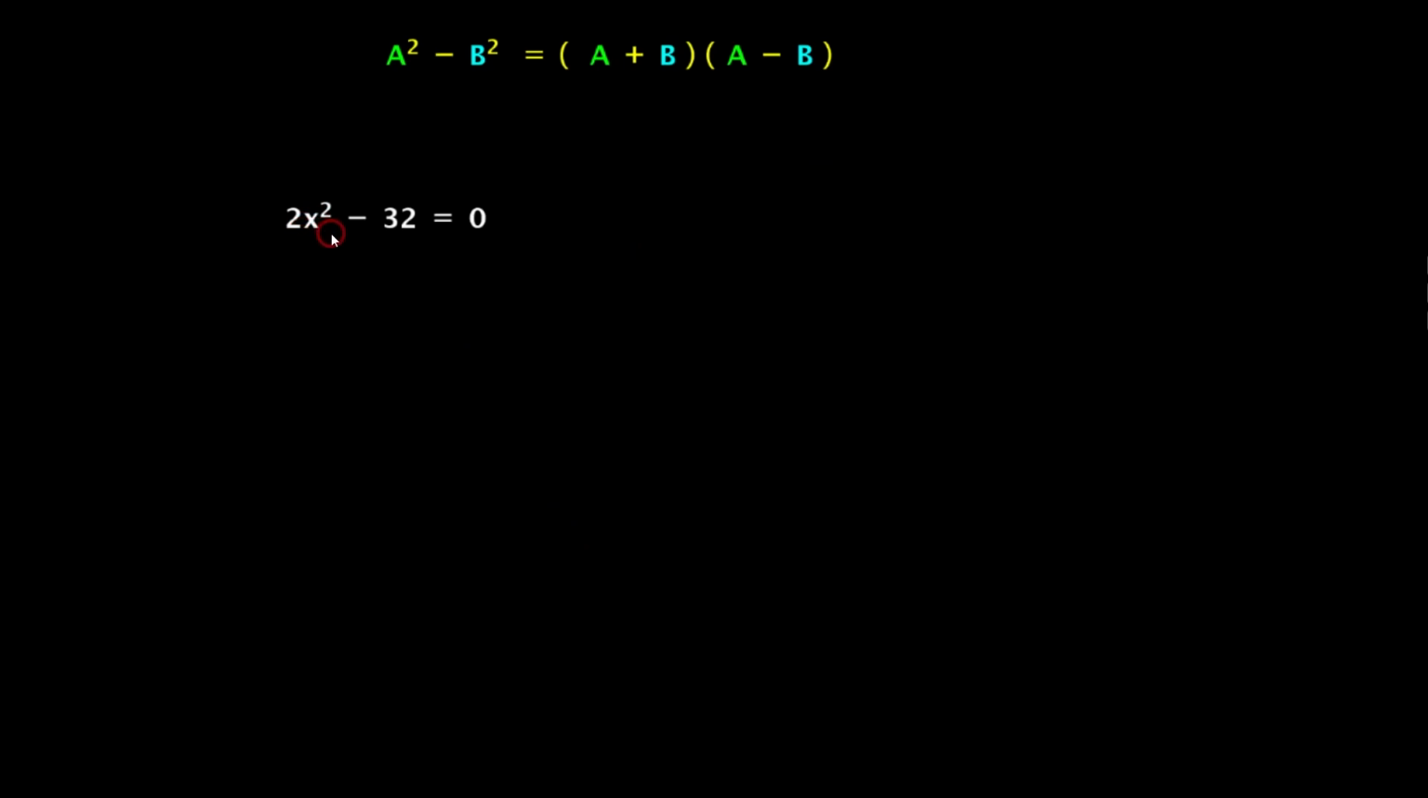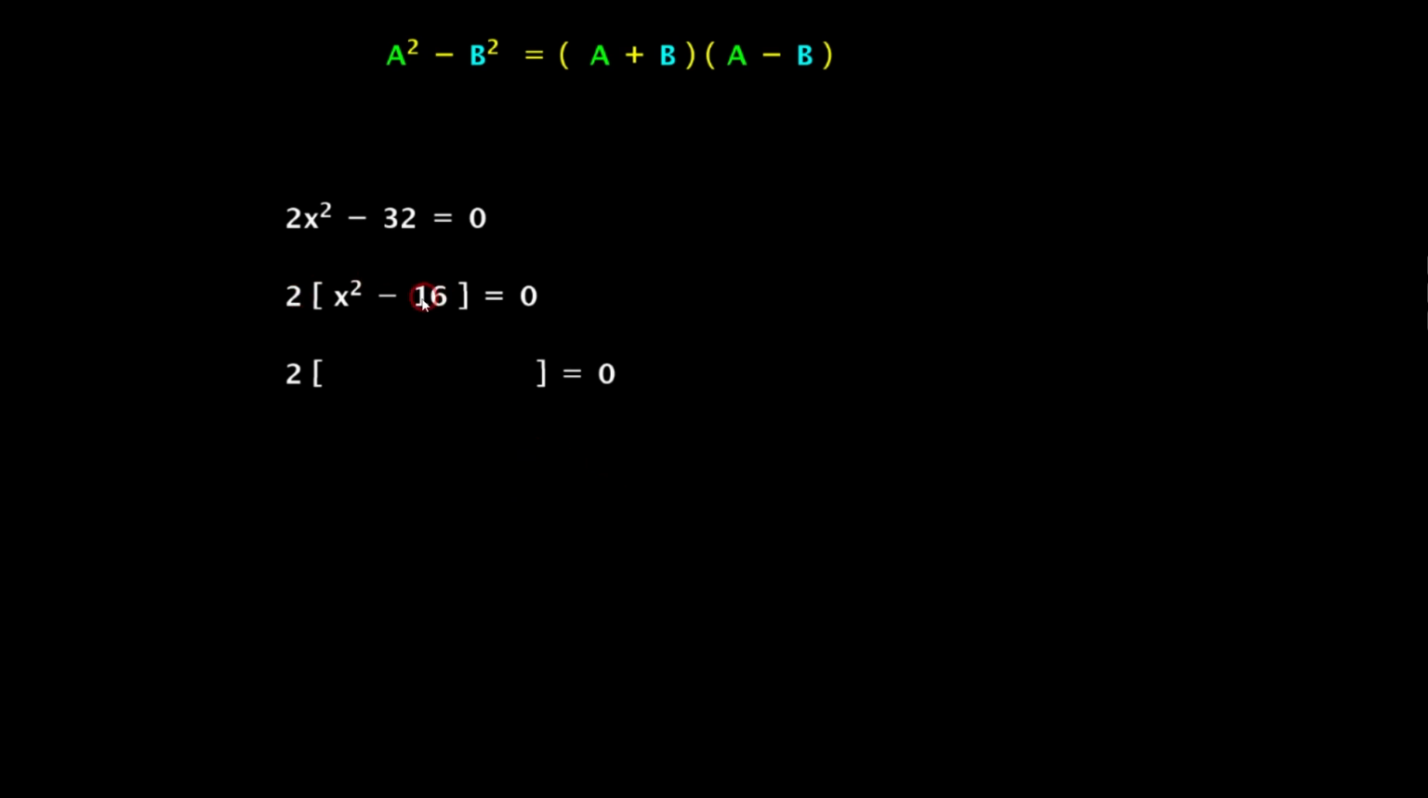Now we have 2x squared minus 32 equals 0. 32 and 2, we can't put them as a difference of two squares, but let's try if I can factor out a 2 from these two terms. So factoring out a 2, we divide the 2x squared by 2, we are left with x squared. Divide the 32 by 2, we get a negative 16. But the x squared and the 16, we can write as a difference of two squares.